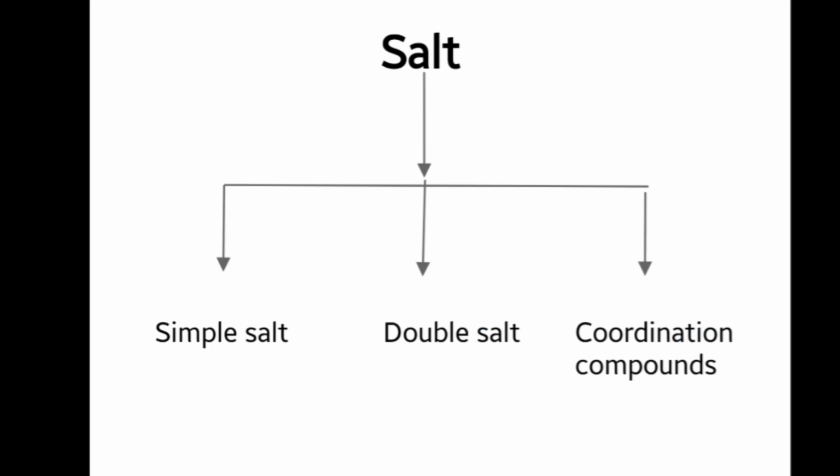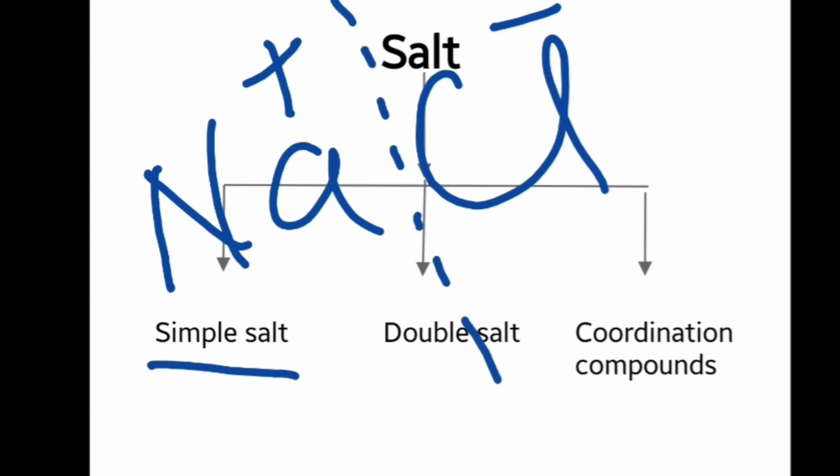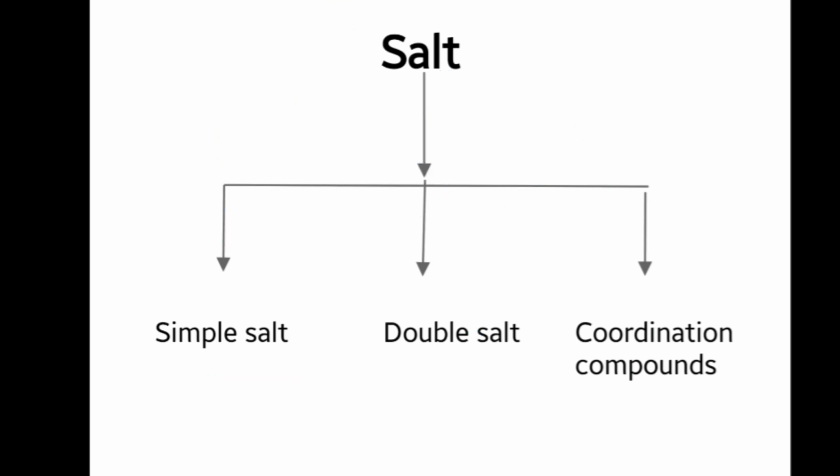So now what's a simple salt? A simple salt will contain, as I said, one acid radical and one basic radical. For example, NaCl, Na+ and Cl-. This is a simple salt. When you put this salt in water, it will dissociate into Na+ and Cl- ions. Okay. Moving on to double salts.